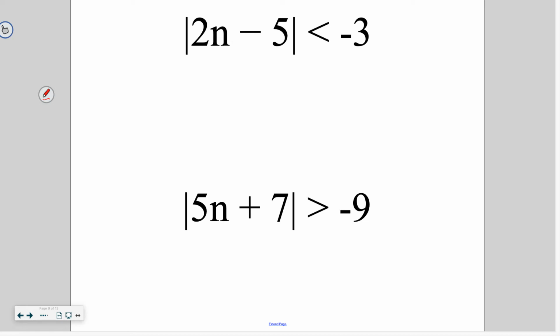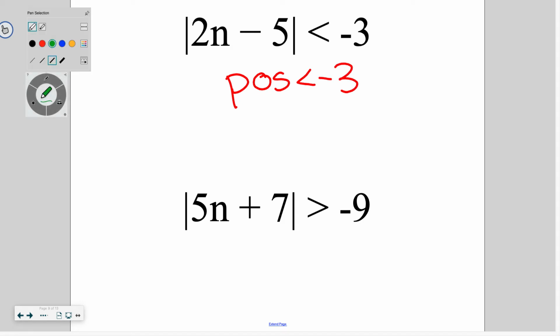A couple of special cases with the absolute value inequalities. As I said with the equations, if it's equal to a negative, then it's a no solution. But with the inequalities, we have 2 possible options here. So we have the absolute value of 2n minus 5 is less than 3. We know absolute value has to be a positive number. Positive is less than -3. That's not possible, so we end up with no solution for this first example.